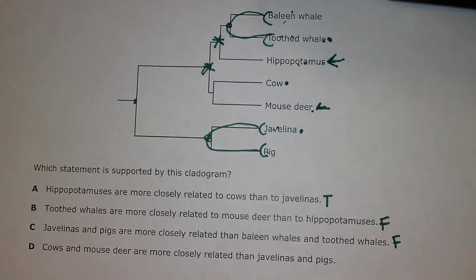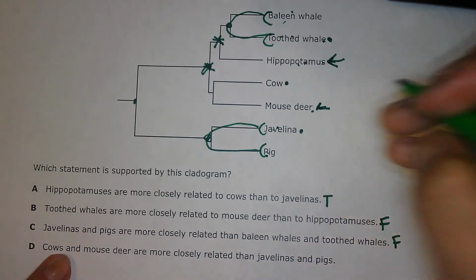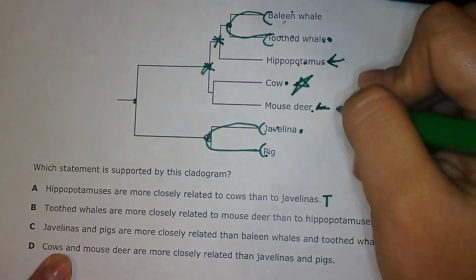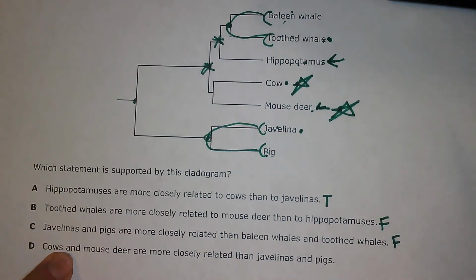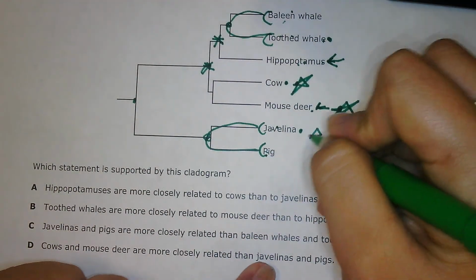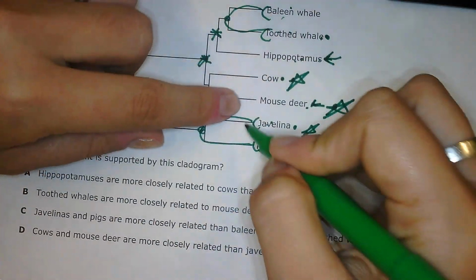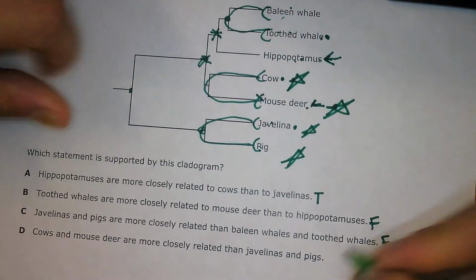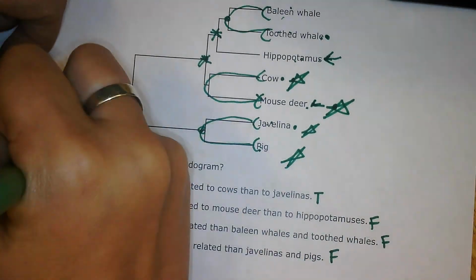They're equally related. Cows and mouse deer are more closely related than javelinas and pigs. So cows and mouse deer, let me see, make a star. This is the same situation. They both share the same sister taxa, so they are equally related. So that's false. So my answer is A.